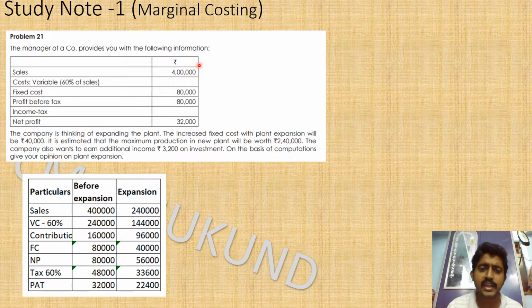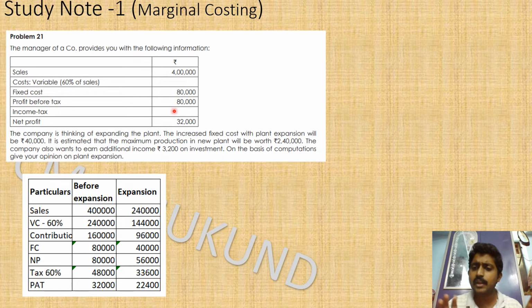We have all the details about the marginal costing statement in the current state, which means before expansion. Before expansion, we know the sales is 4 lakh, that is given. 60% is variable cost, which is 2.4 lakhs. If we reduce it, we get the balance 40%, the PV ratio, as the contribution. So contribution is 4 lakh minus 2.4 lakh, which is 1.6 lakhs. Now we have the fixed cost of 80,000. Contribution minus fixed cost is the net profit. So 1,60,000 minus 80,000 is 80,000. It is already given in the question.